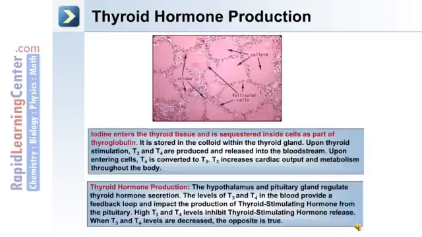Thyroid hormone production. The hypothalamus and pituitary gland regulate thyroid hormone secretion. The levels of T3 and T4 in the blood provide a feedback loop and impact the production of TSH from the pituitary. When the levels of T3 and T4 are high, this inhibits TSH release. As T3 and T4 levels decrease, the opposite is true.